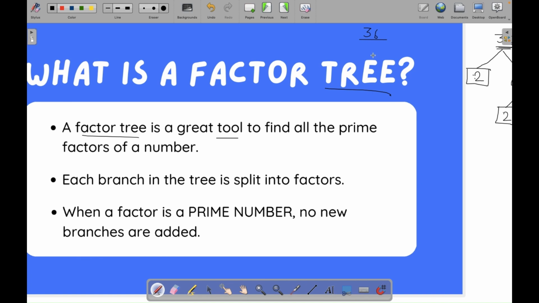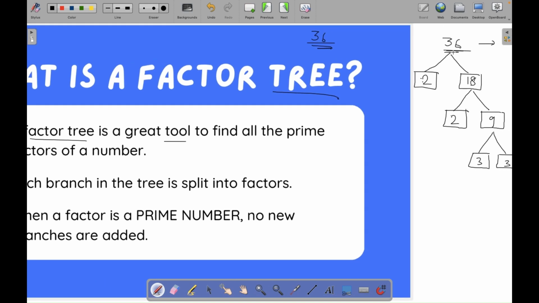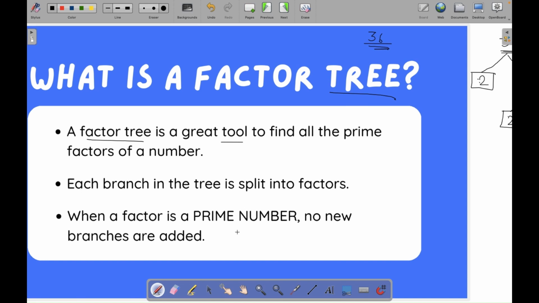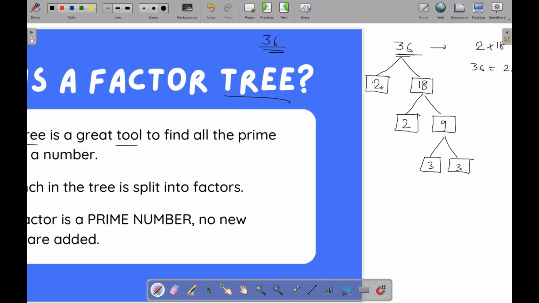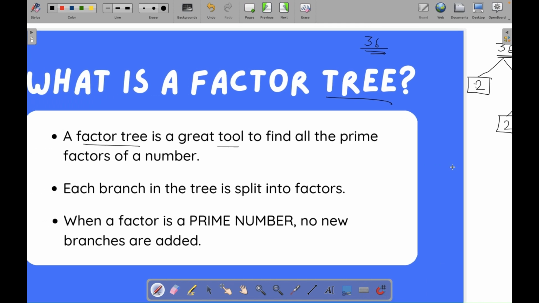So we consider this number as the tree. Each branch in the tree is split into factors as we discussed. So this is a tree and we are splitting this into factors. When a factor is a prime number, no new branches are added, as we have seen. Since this was a prime number, we did not add any branch. This was not a prime number, so we had to add branches. Again, this was a prime number, so we did not add any branch. This was not a prime number, so we had to add branches. And both 3 and 3 are prime numbers, so we did not add any branches further.